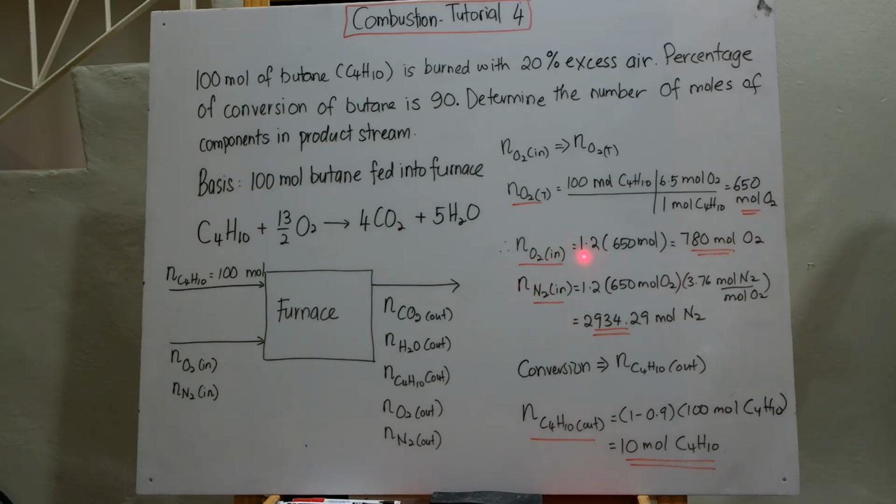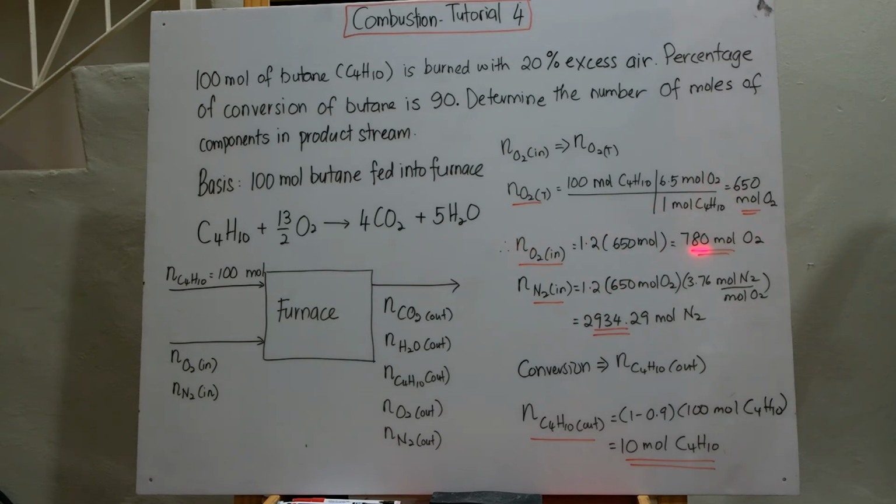Okay, from there we calculate the O2 in using this equation. This equation has been used in tutorial 2 and tutorial 3 as well. So you get the number of moles of oxygen that goes into the process. The actual number is 780 mole of O2. You require only 650 mole theoretically. However, because you have 20% excess air, which is similar to 20% excess O2, you end up with 780 mole of O2. This is with 20% excess.